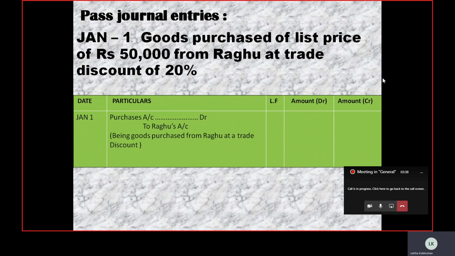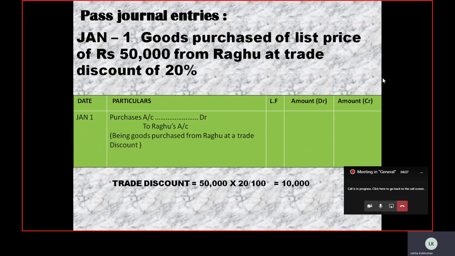The purchases account has been debited because purchases means inflow of goods into the business, so that means an increase in the value of the assets. Hence the purchases account has been debited here. The rule of the asset is debit the increase and credit the decrease. And similarly, Raghu is a creditor. Now the creditor is increased and a creditor is a liability. So an increase in the liability is credited over here.